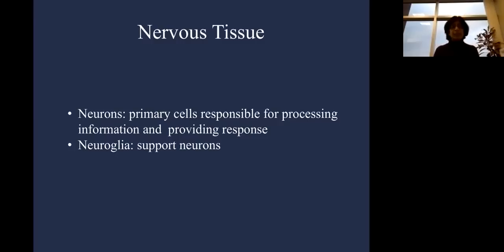Neuroglia are the supporting cells. They support neurons. If you want to look at the number of neurons, you are looking at trillions of these, and then the neuroglia, their number exceeds that of the neurons. You're talking about 4 to 15 times more neuroglia than neurons themselves.